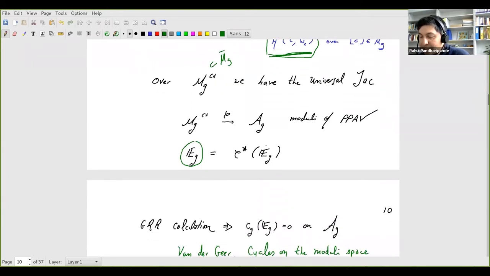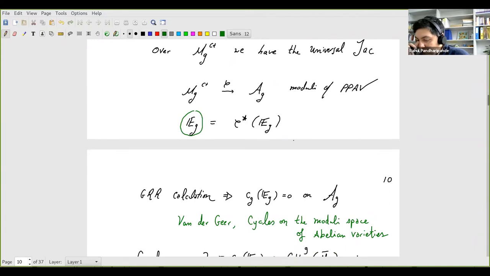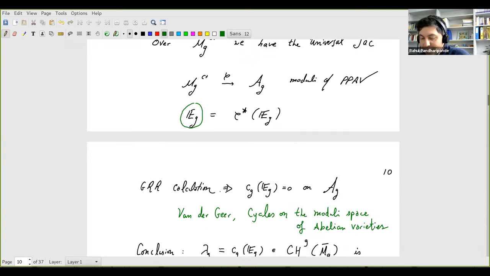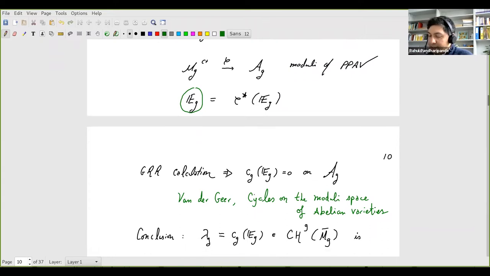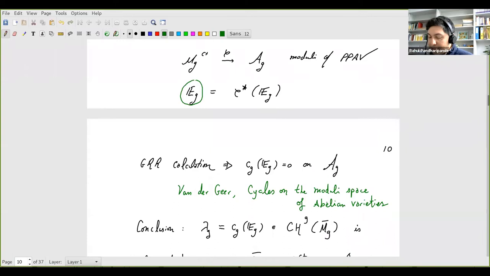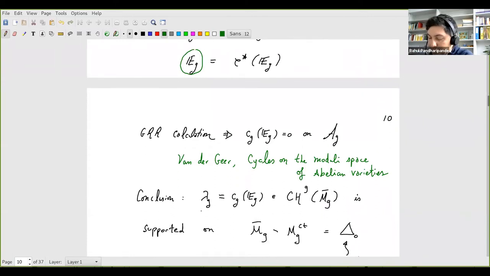There's a consequence of this, given by a really basic Grothendieck-Riemann-Roch calculation. It shows that the top Chern class of the Hodge bundle is zero on abelian varieties. If I pull this back, it says that the top Chern class is zero on the compact type. Said another way, the top Chern class, lambda g, is supported on delta naught.